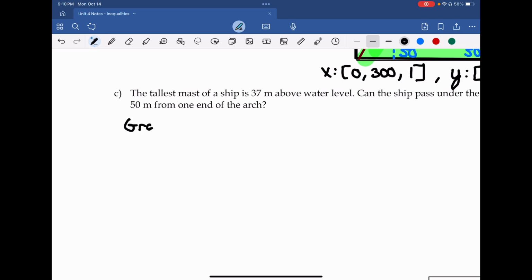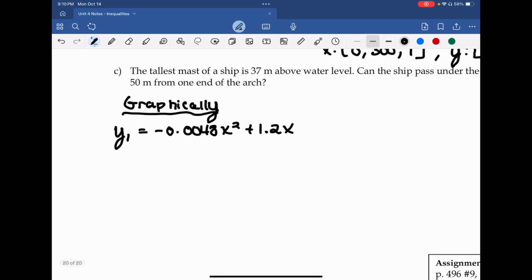So graphically, you can type in y1 is equal to negative 0.0048x squared plus 1.2x in your first. And then for y2, what you can type in is... actually, no, we don't want to do another y2 because we're searching for a specific x.